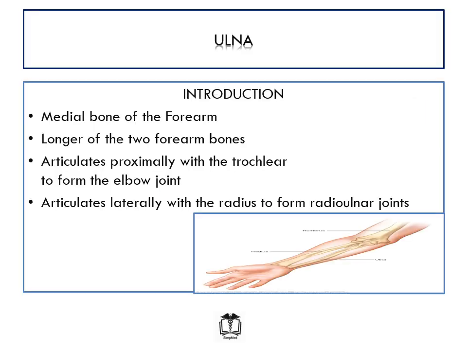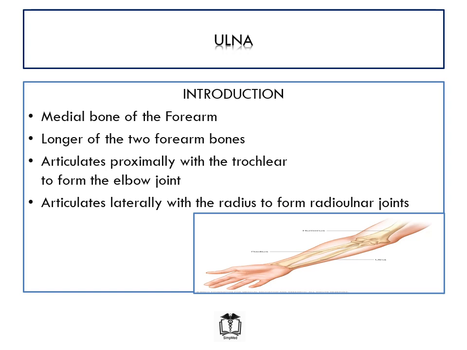The ulna is the second bone of the forearm. It's the most medial of the two bones. Remember that the radius tends to be found laterally. The ulna, on the other hand, is found medially. And in terms of the differences between them, the ulna tends to be longer compared to the radius.